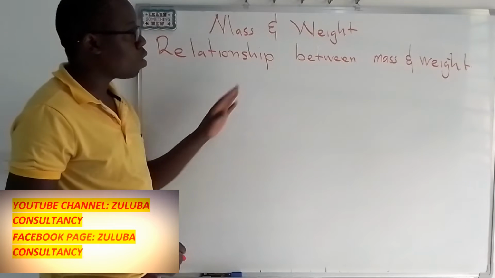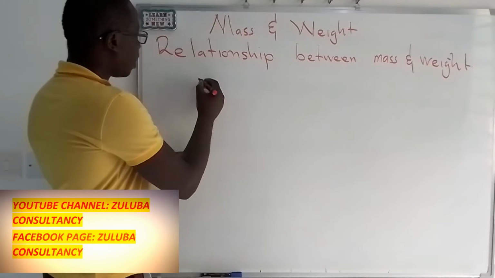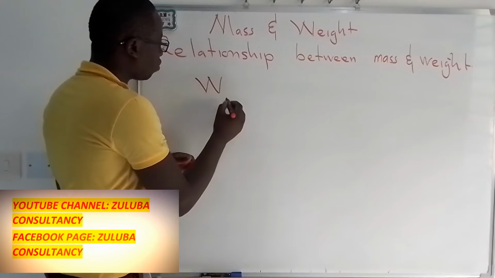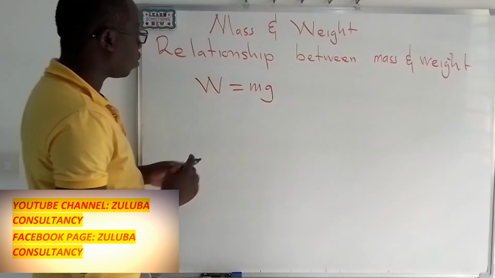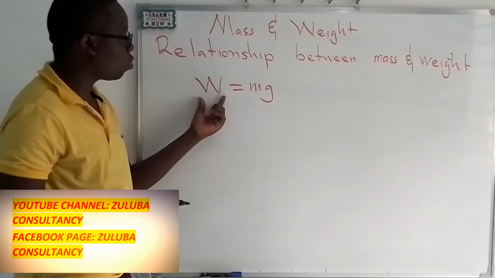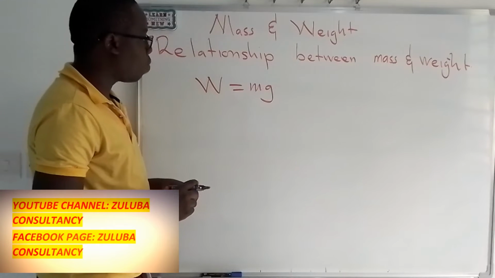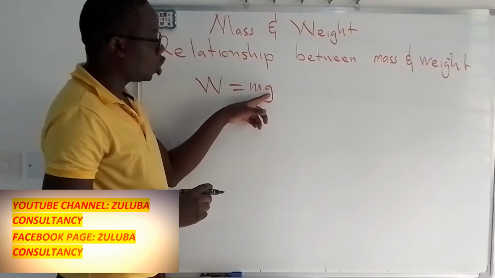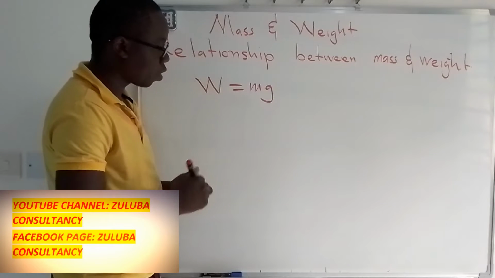The relationship between mass and weight helps us to come up with the equation that shows mass and weight are related by this equation, where we say weight is in direct proportion to the mass of an object. Of course, g is the acceleration due to gravity.